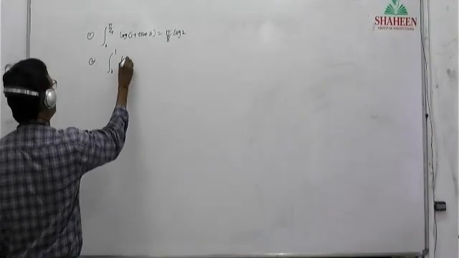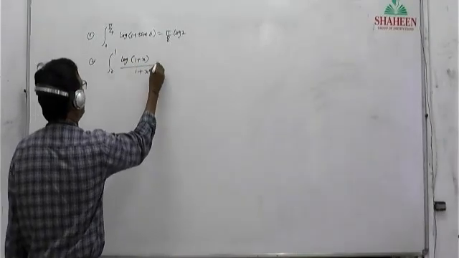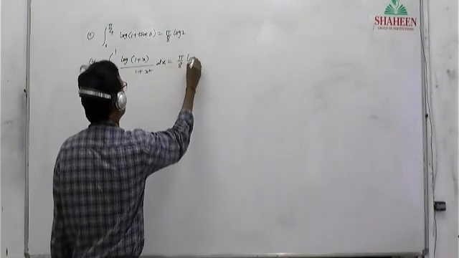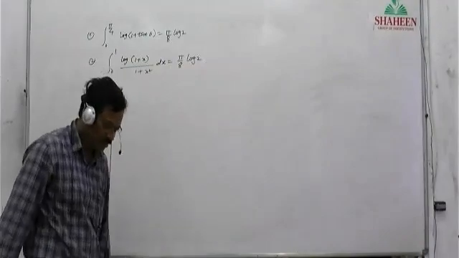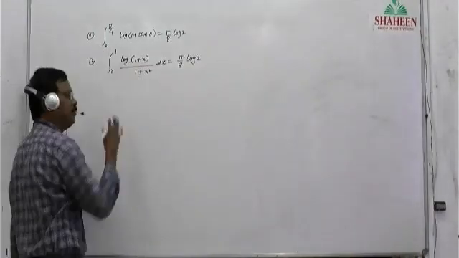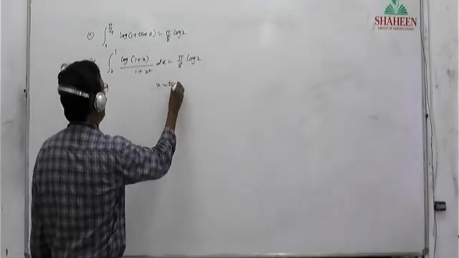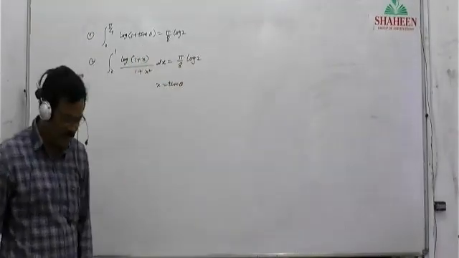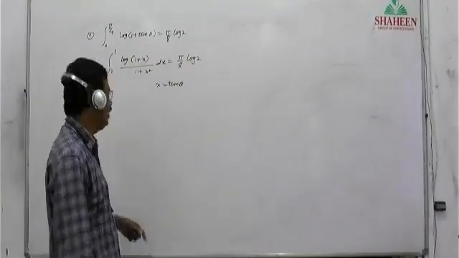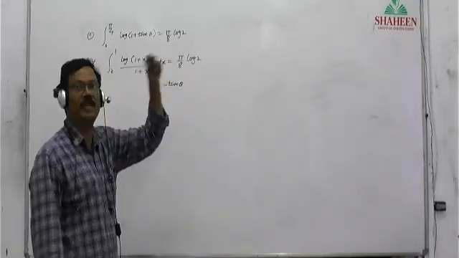This is the integral from 0 to 1 of log of 1 plus x by 1 plus x square dx, which has the same answer, pi by 8 into log 2. Both are the same. Let us see why both are the same. Let us take the substitution x is equal to tan theta. The first one was already completed in the last class, so let us discuss why this also gives the same answer.